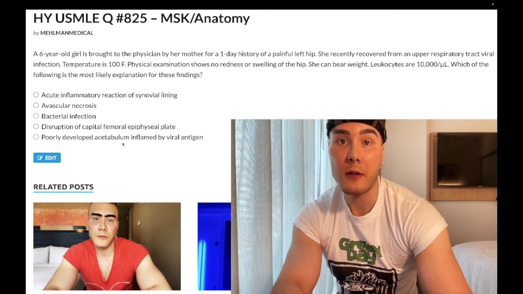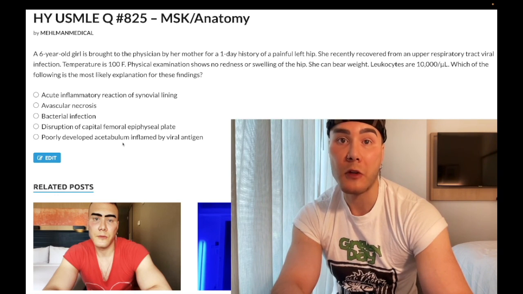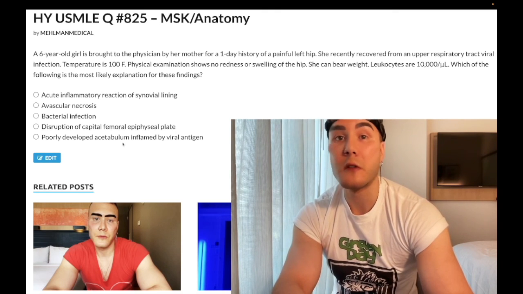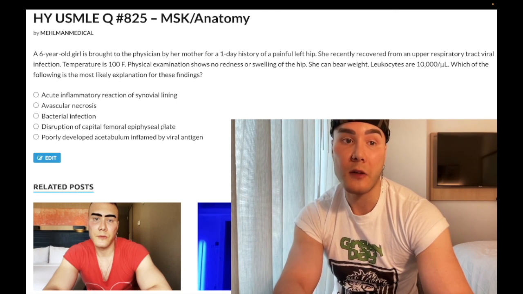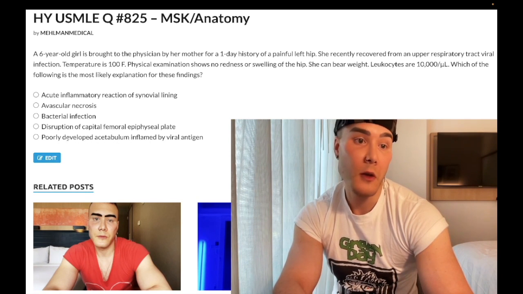a Pavlik harness, P-A-V-L-I-K harness, which is also known as abduction harness. It's a frog leg appearing harness. They can write both on the USMLE. Okay, you get an easy vignette, and then the answer is just abduction harness. Poorly developed acetabulum is the answer for that question. In this case, wrong answer.